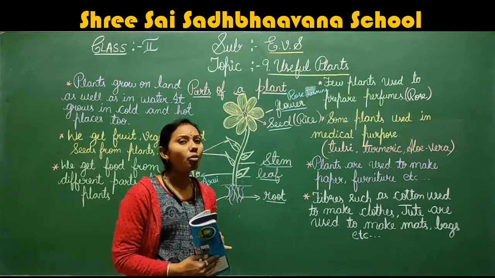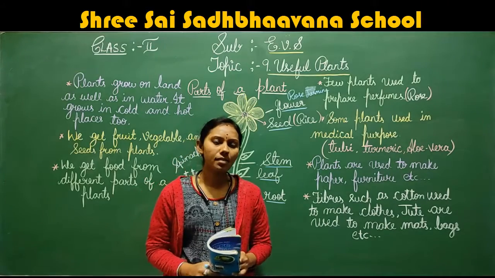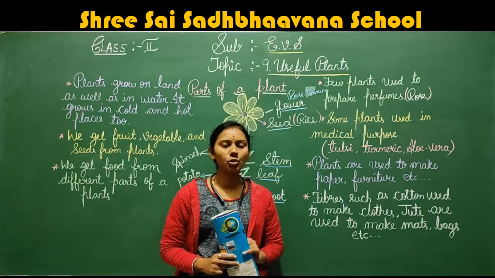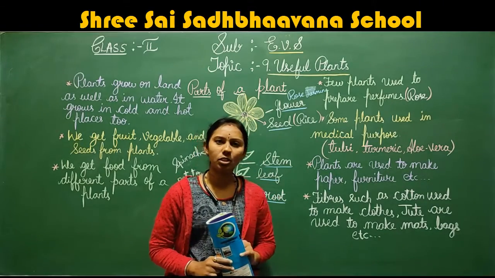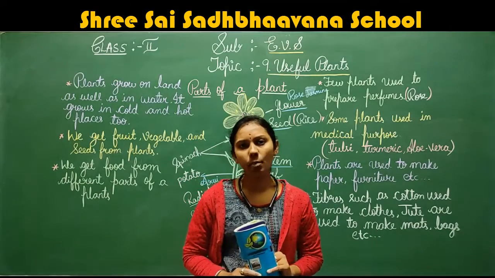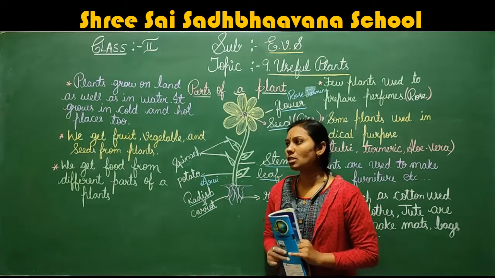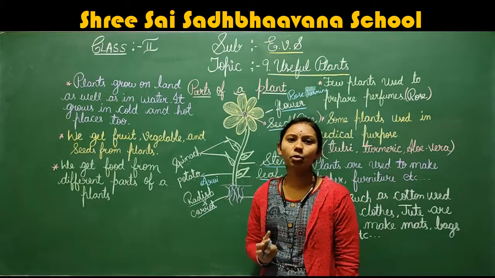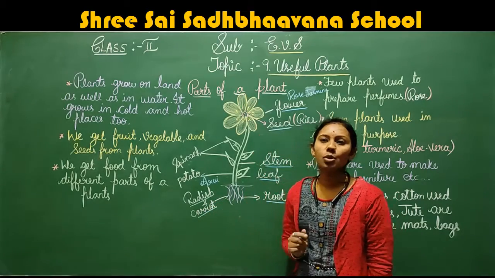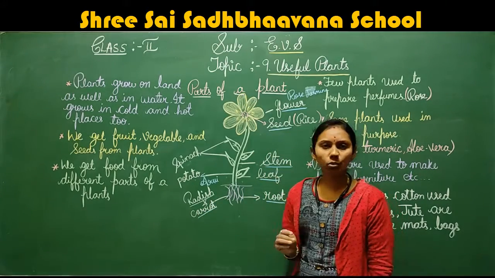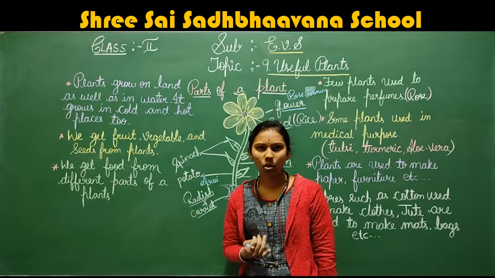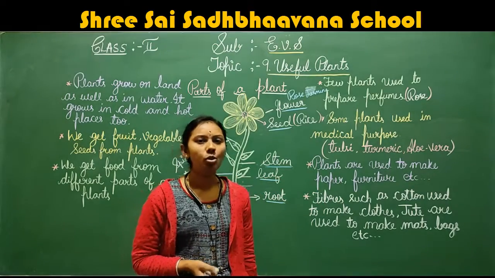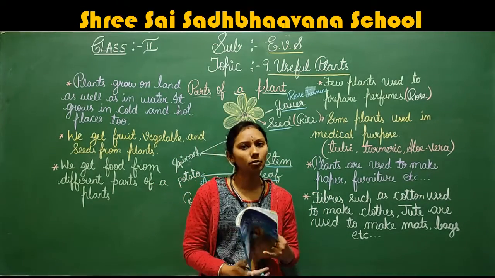Then, how should we take care of plants? It gives us so much, no? Do you have any idea about it? Children, as I told you, the plants need 4 main things to grow. Which are the 4 things I told you? Water, air, sunlight and soil. So we should take proper care of the plants.